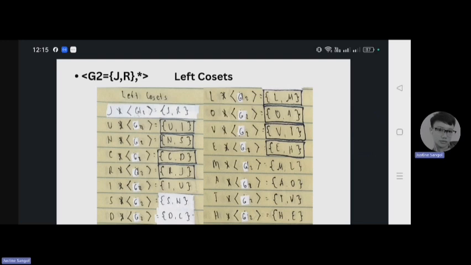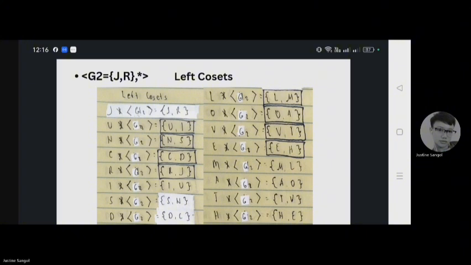subgroup G2, which is equal to the elements J and R under operation star. So here, this is the left coset. Always remember that when we are operating left cosets, the elements are always on the left and the subgroup that is being operated is always on the right. So now let's operate. J star subgroup G2 is equal to J, R, which is J star J is equal to J, J star R is equal to R.